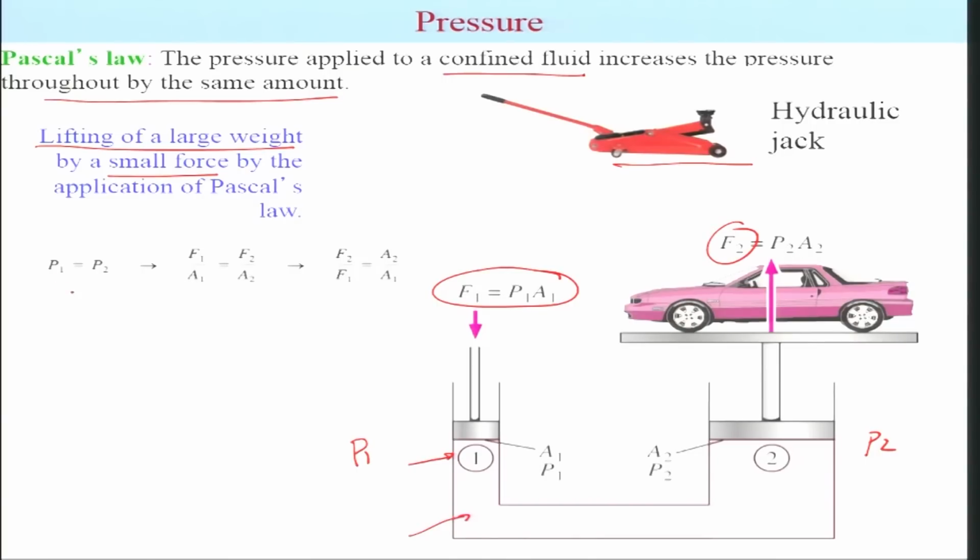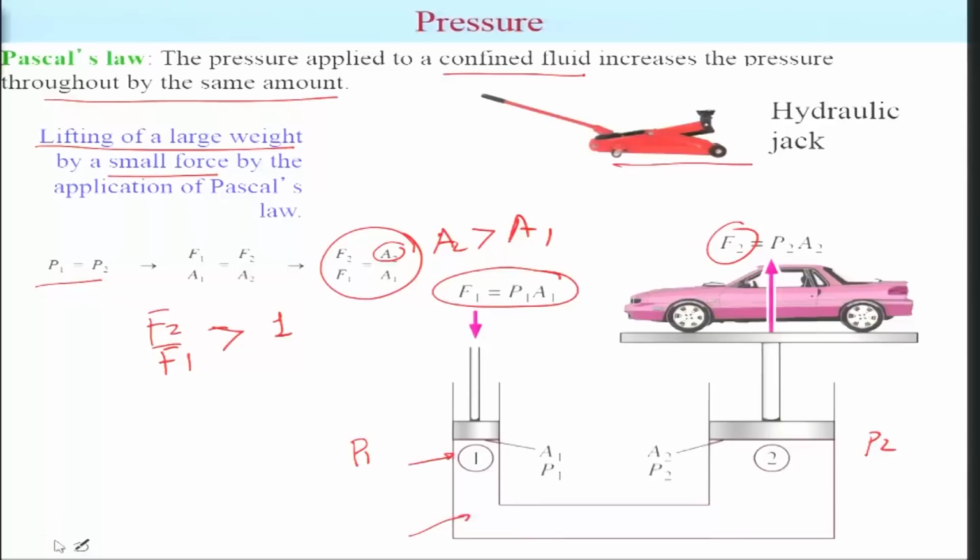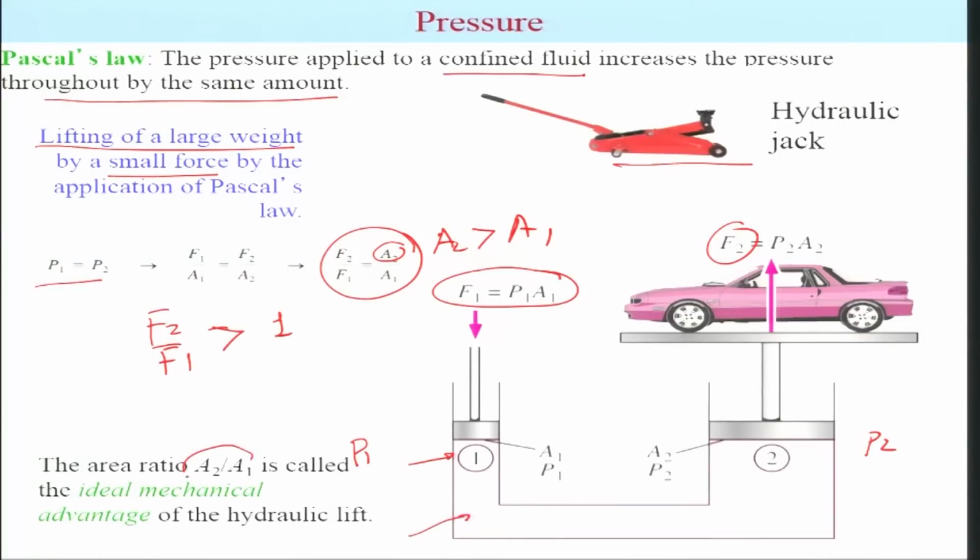You can look at it, P1 is equal to P2, you can find out the forces, and it essentially means you can come up with this expression for F2 by F1. Now is F2 by F1 greater than 1 or less than 1? Since A2 is much larger than A1, this is much larger than 1. Essentially you have increased the force by many times, and that's the reason that you can lift a big car by applying a small force there. So it has wide applications, and this ratio A2 by A1 is also called the ideal mechanical advantage of the hydraulic lift.